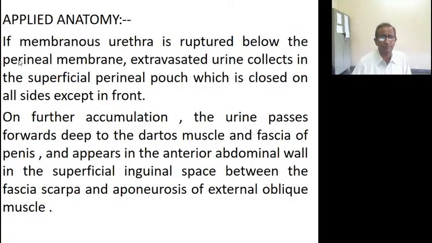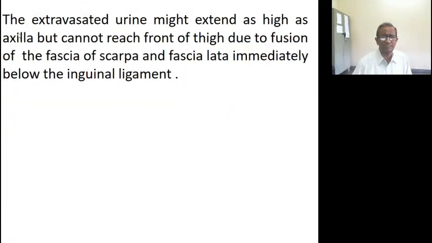Now applied anatomy. If the membranous urethra ruptures below the perineal membrane, extravasated urine collects in the superficial perineal pouch, which is closed on all sides except in front. On further accumulation, the urine passes forward deep to the dartos muscle and fascia of the penis and appears in the anterior abdominal wall in the superficial inguinal space between the fascia of Scarpa and the aponeurosis of the external oblique muscle. The extravasated urine might extend as high as the axilla but cannot reach the front of the thigh due to fusion of the fascia of Scarpa and fascia lata immediately below the inguinal ligament.